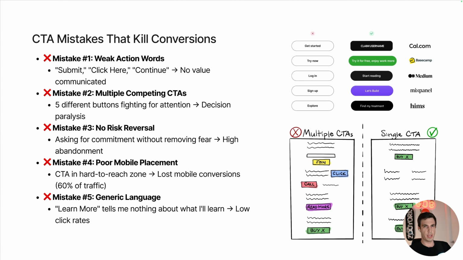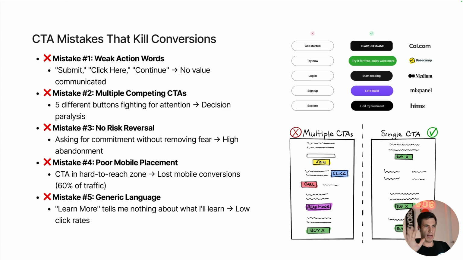Number 4 would be poor mobile placement. When you're putting your call to action in a hard to reach area, this is going to cause a lot of issues for your visitors in terms of getting them to convert. Remember that up to 60% of your traffic is on mobile. So you want to be sure that you've optimized it for those folks as well as the desktop visitors.